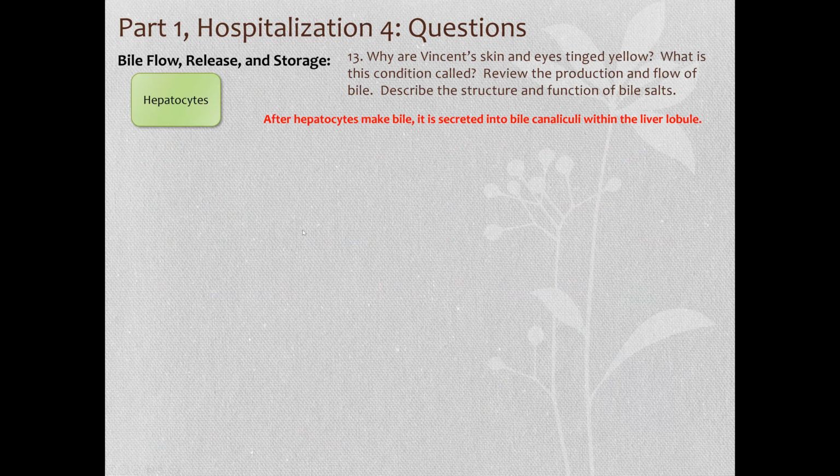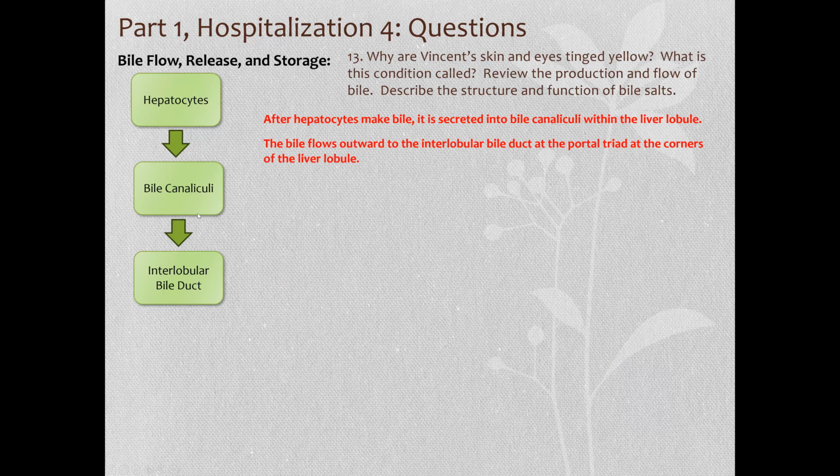So to continue with this question, let's look at the bile flow, release, and storage. So the hepatocytes in the liver are making the bile, and after the hepatocytes make the bile, it is secreted into the bile canaliculi within the liver lobule. And then the bile is going to flow outward in that lobule to the interlobular bile duct that is at the portal triad. So remember, that's at the corners, the 6 corners of each liver lobule.